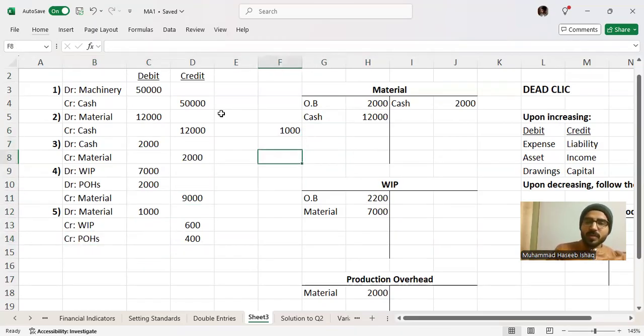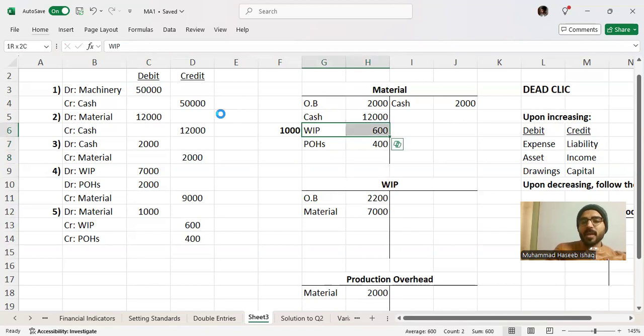So we will use both of the names, right? We have to debit the material account by the total of $1000. So we will debit it in two lines. How? I will write work in progress here, and then production overhead, and then we will write 600 in front of work in progress and 400 in front of production overhead. So in these two lines, we have debited the material account by the total amount of 1000. So this is how you do this.